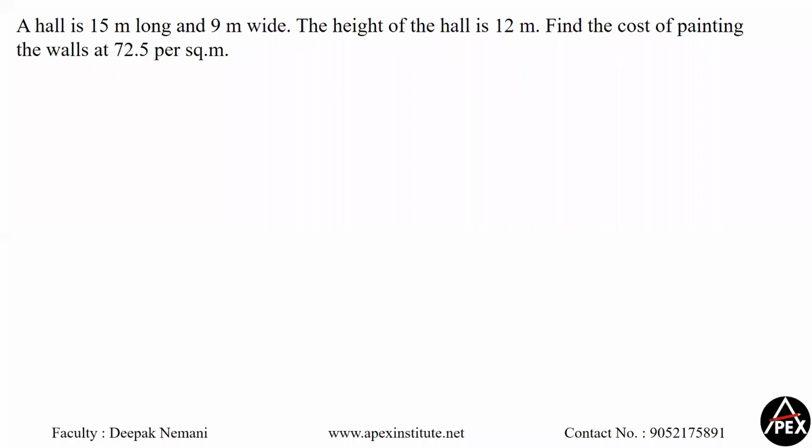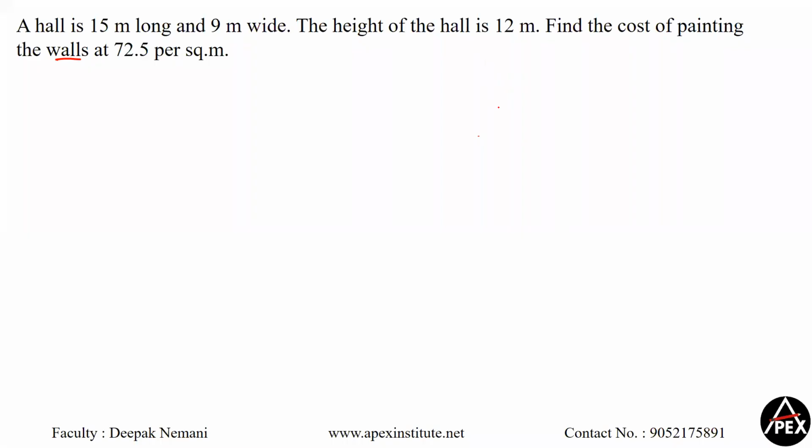So find the cost of painting the walls, it says. So he will be painting only the walls, not the roof, isn't it? He did not include the ceiling. So you need to find the cost of painting 4 walls.